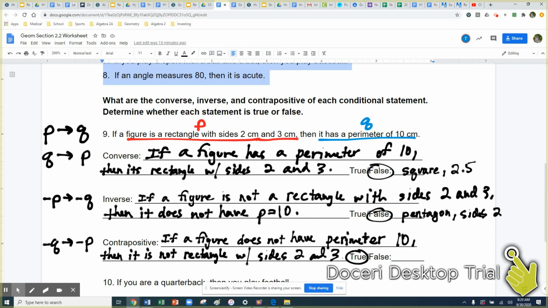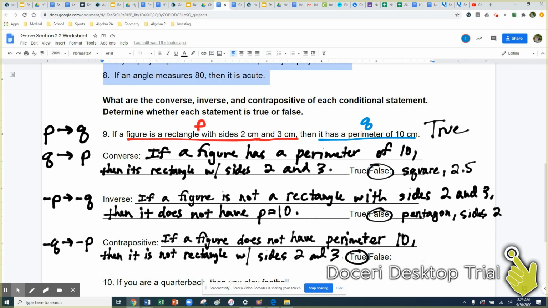So we've got our conditional. I should probably have said that first. Our conditional was true. Converse is false. Inverse is false. Contrapositive would also be true. You'll notice that pattern. If your conditional is true, your contrapositive will be true. If your converse is false, your inverse will also be false. But sometimes they could all be true. So you'll see the different patterns there.